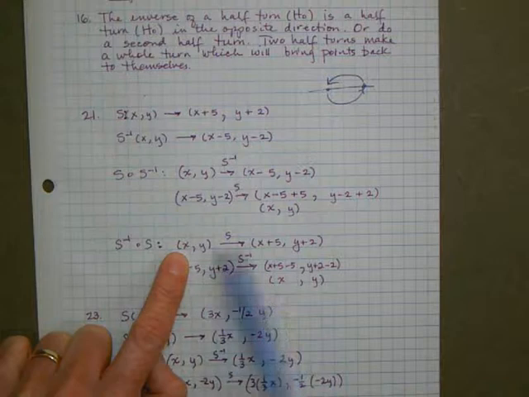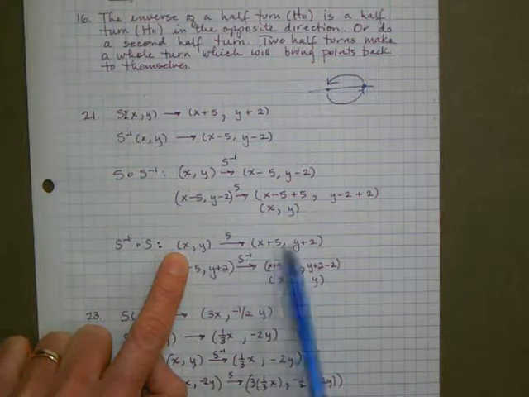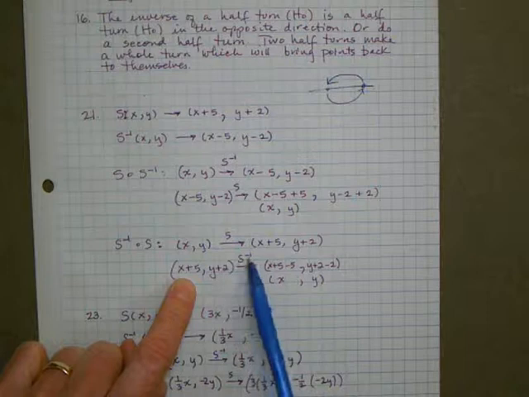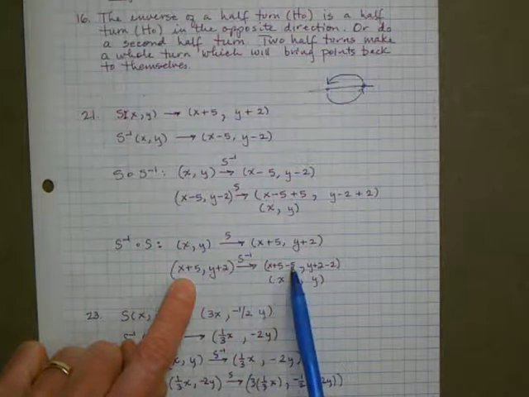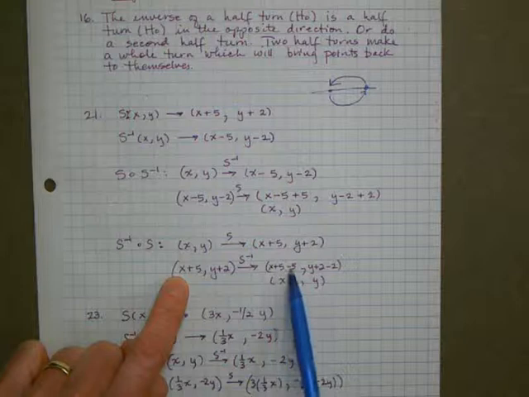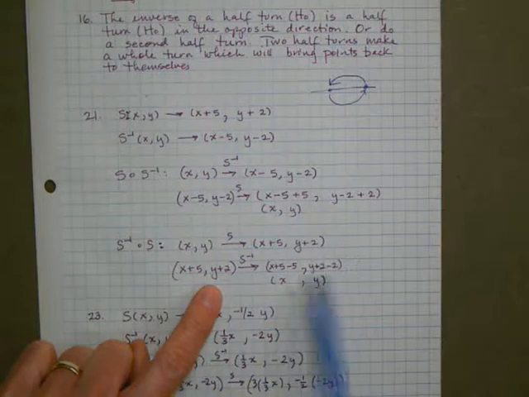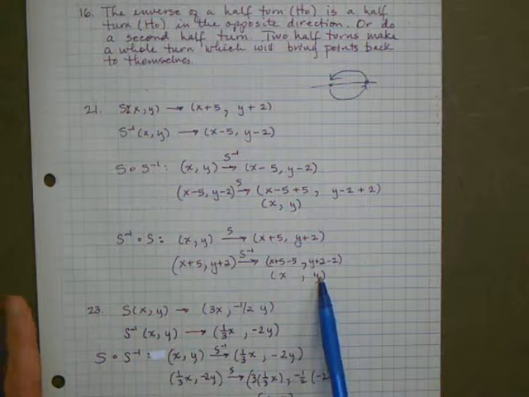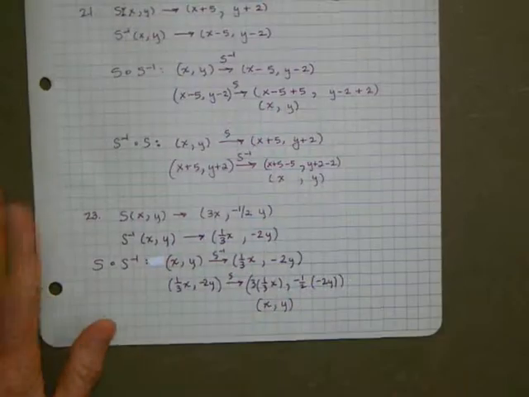So (x, y) under S adds 5 to x and 2 to y. This becomes my new starting point. S inverse takes 5 away from x, so I have x plus 5 minus 5. Here I have y plus 2 minus 2, and so you can see it brings it back to (x, y). So that's 21. The next problem is 23.